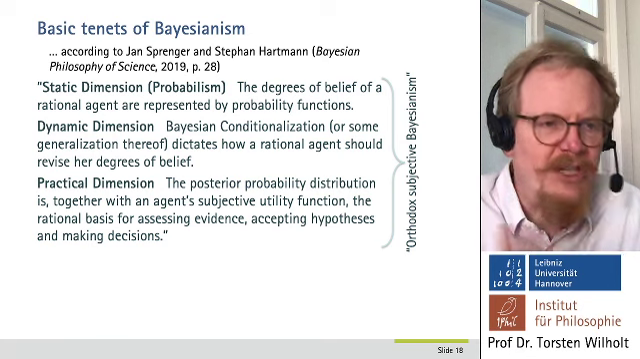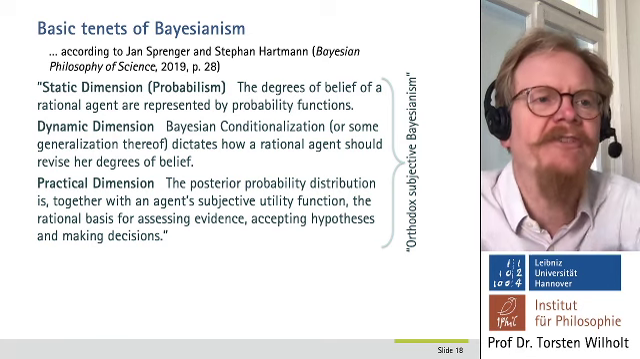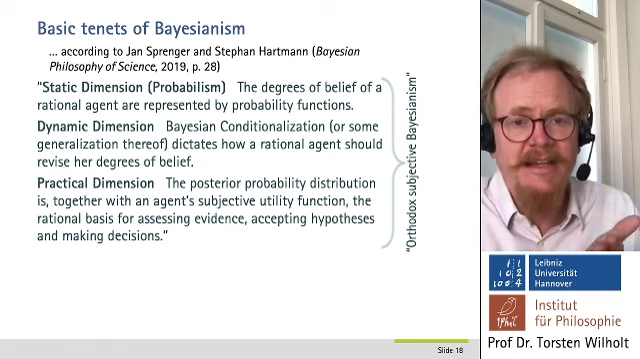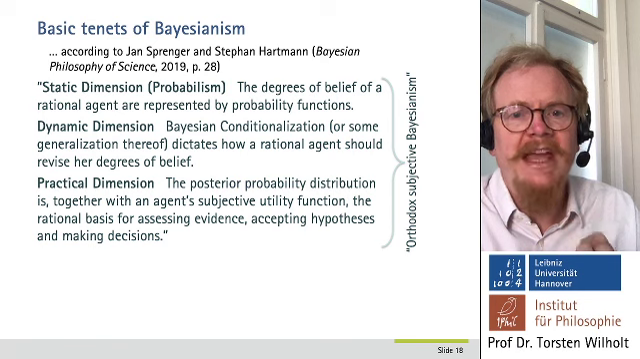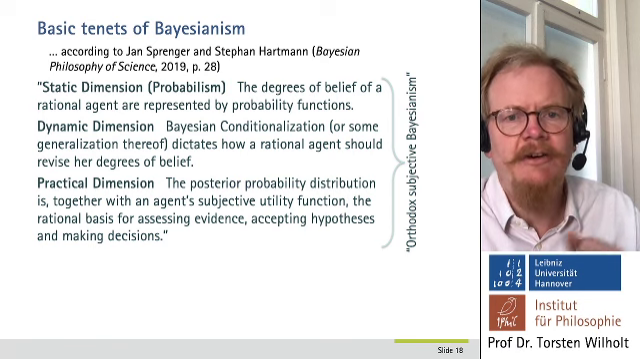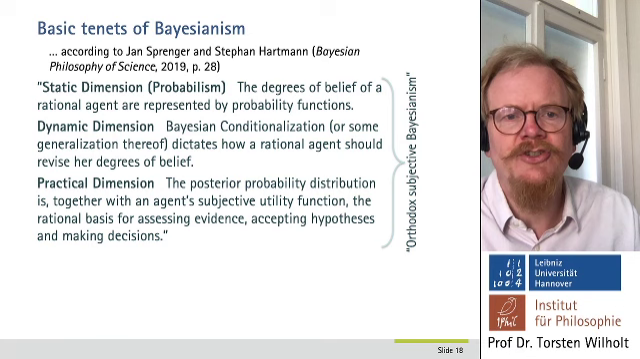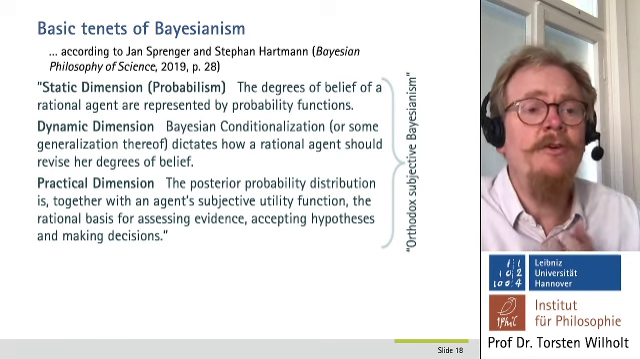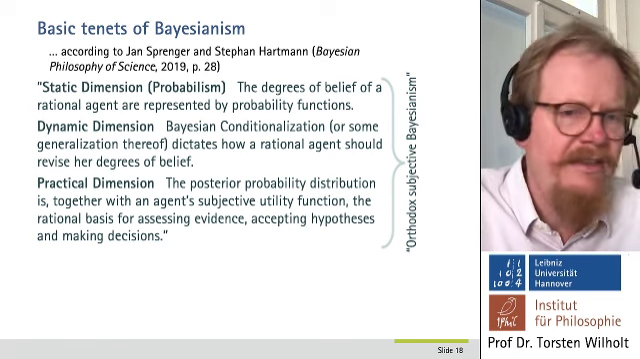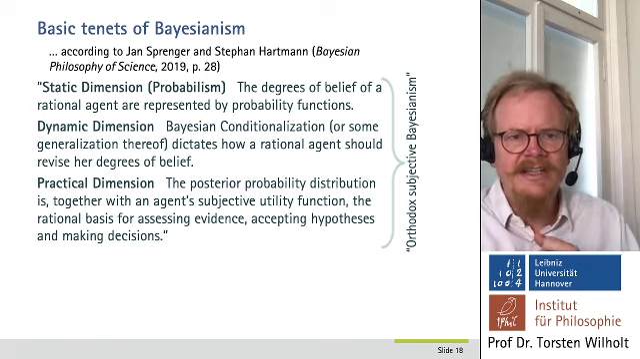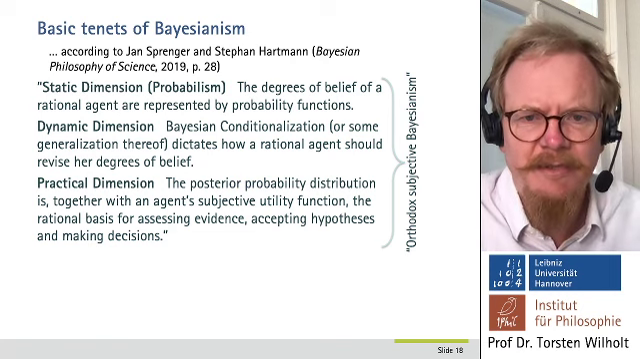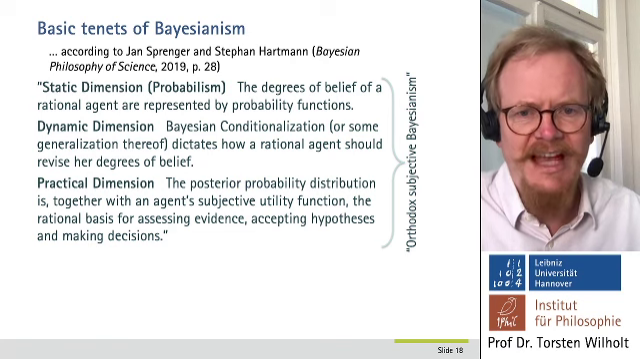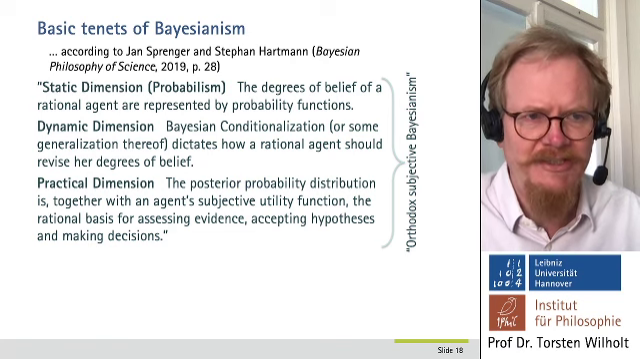You can motivate that by means of the Dutch book theorem and so on. Then there's a dynamic dimension, namely Bayesian conditionalization or some generalization thereof dictates how a rational agent should revise her degrees of belief. And there's also a practical dimension, namely the posterior probability distribution is, together with an agent's subjective utility function, the rational basis for assessing evidence, accepting hypotheses, and making decisions.